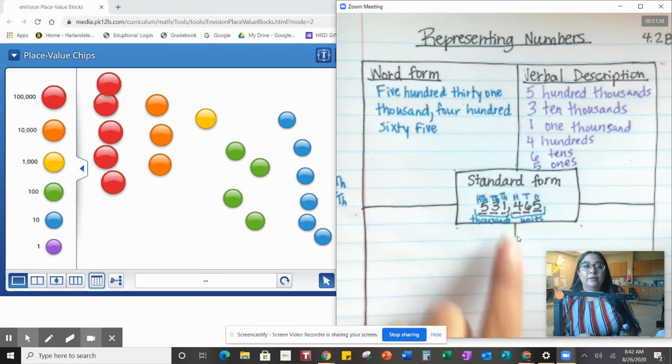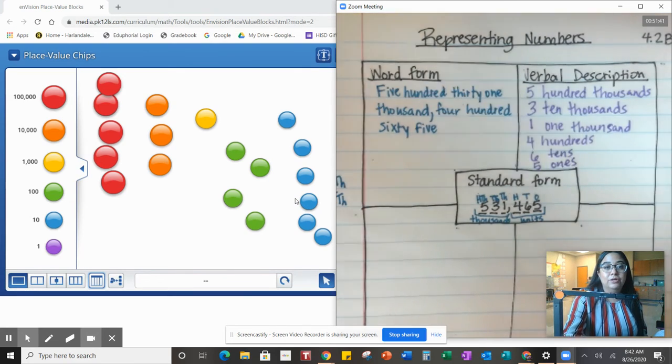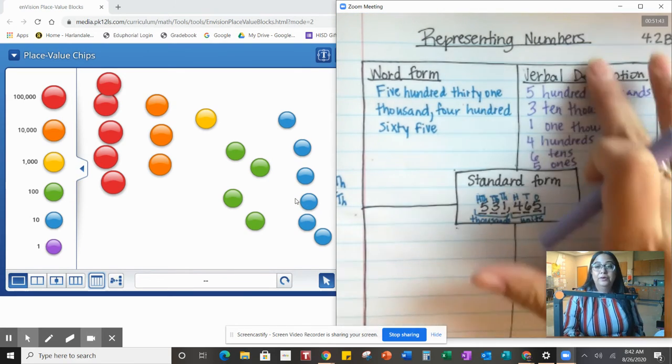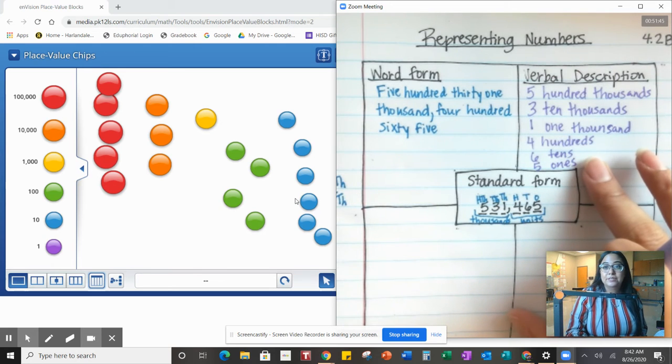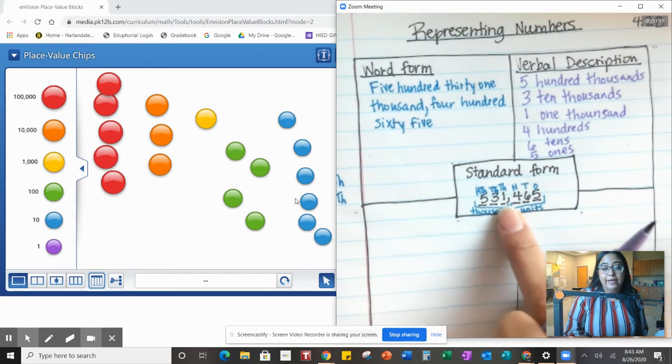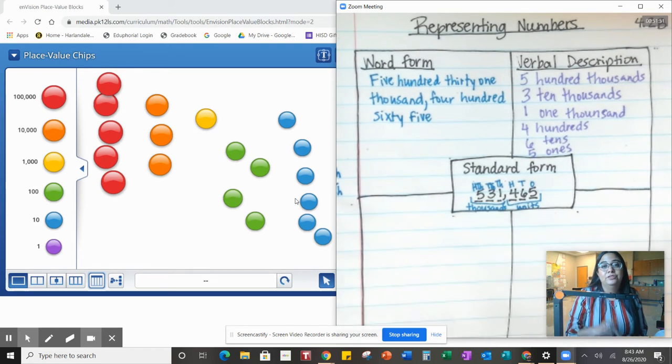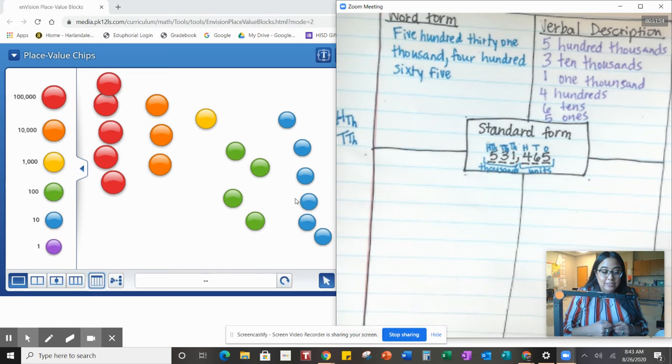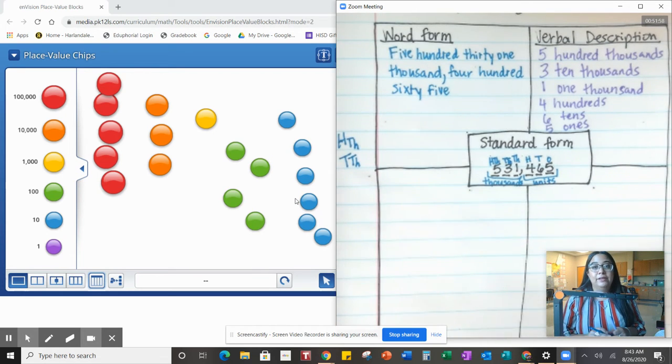So it's just taking that number. If you need the place value tokens to help, then that'll help you. If you don't need it though, you don't have to use the place value chips. You can just get it from the number here. Again, as long as you're labeling your place values, you should be good. So that's verbal description. It's just telling you how many of each place value we have.